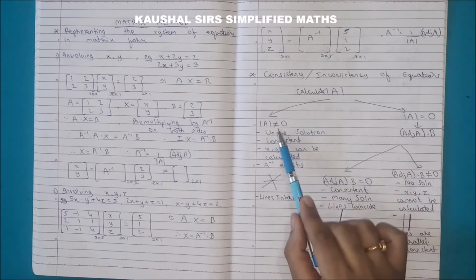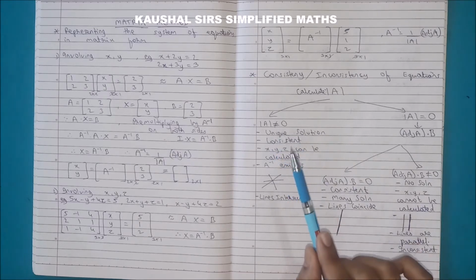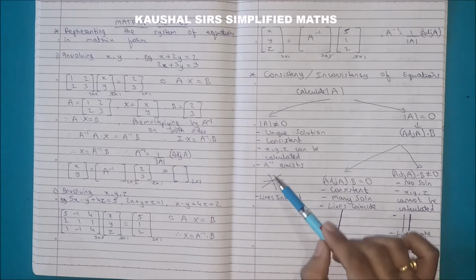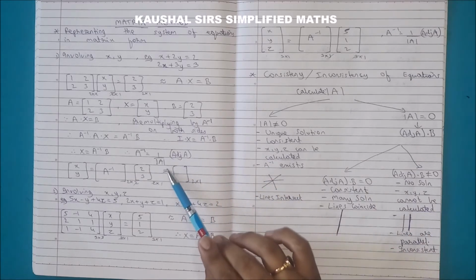So what if you get determinant of A not equal to 0? We have studied that if determinant of A is not equal to 0, then your A inverse would exist. Because what is the formula of A inverse? 1 upon determinant of A into adjoint of A.